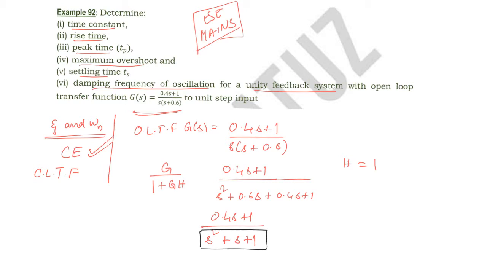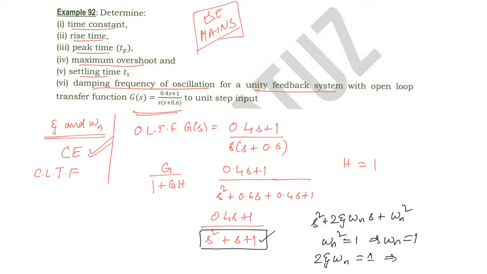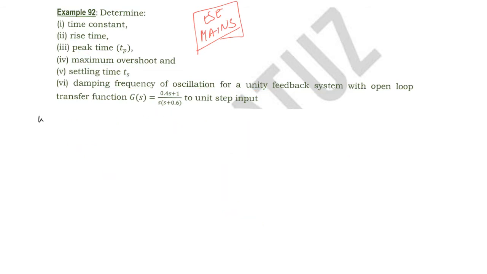So here you can find zeta and omega n by comparing with the standard equation. Omega n square is equal to 1, so we get omega n equal to 1. And 2 zeta omega n is equal to 1, which implies that zeta is equal to 0.5. So we got omega n equal to 1 and zeta equal to 0.5. Now we can easily find the time domain specifications.